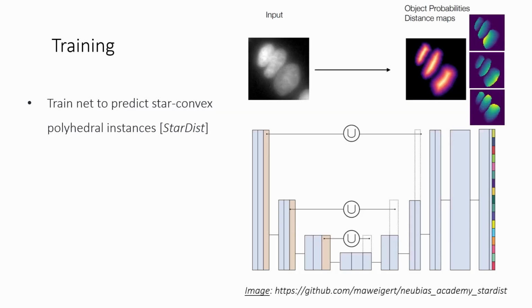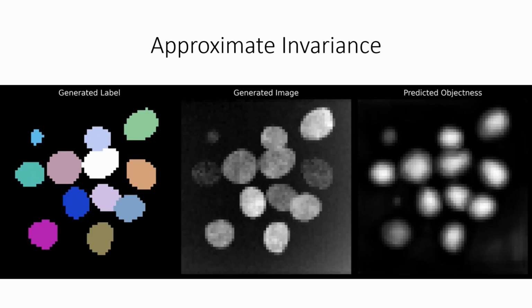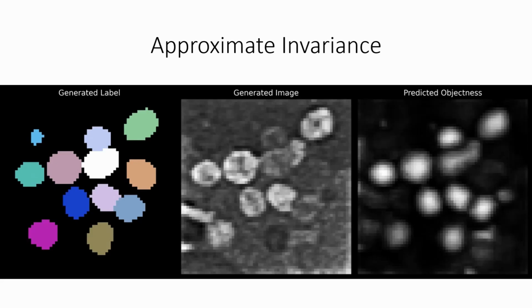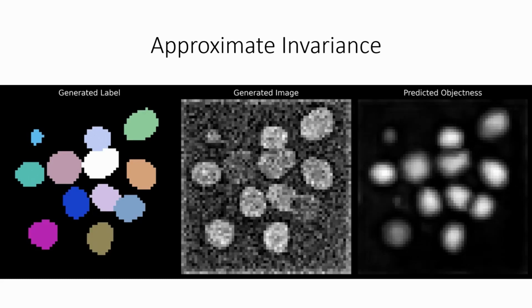Our segmentation network is a U-Net that predicts objectness and distance maps used to parameterize star-convex predictions. We use the StarDist 3D work to do so, and we further tune it extensively for our application with details in the paper. We find that once trained, the network learns approximate invariance in its outputs, shown on the right, to the significant imaging variation in the synthetic input images, shown in the center.